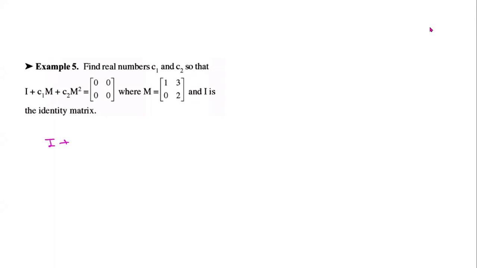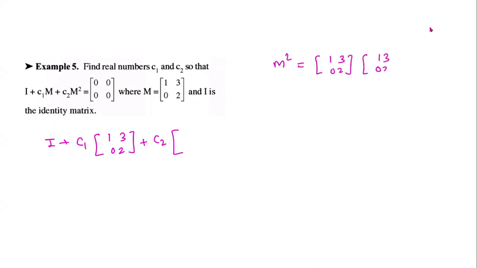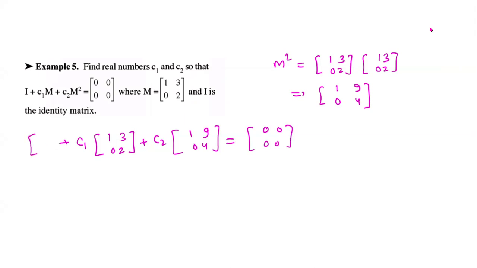Yes, sir. So I plus C1 into M, that is 1, 3, 0, 2, plus C2 into M square. And how do we find M square? 1, 3, 0, 2 multiplied by 1, 3, 0, 2. That is the answer we have: 1, 9, 0, 4, and that they gave is 0, 0, 0, 0. Then I we are writing as 1, 0, 0, 1. Now we can say 1 plus C1 plus C2, 0, then 3C1 plus 9C2, 0.